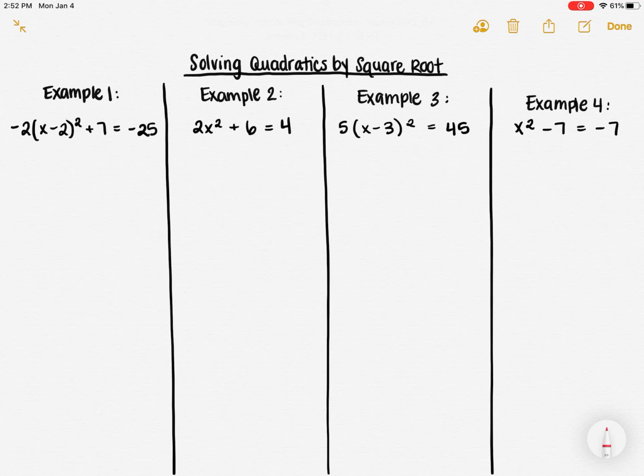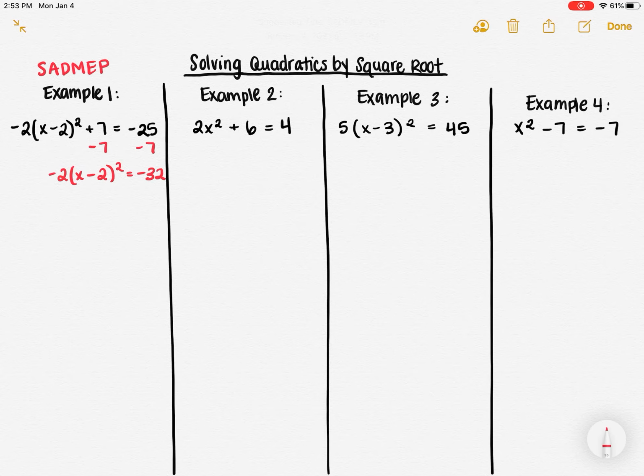So I always say my first step is to get rid of anything outside the parentheses. And I do that using SADMEP, which is the reverse of PEMDAS. So I need to handle any subtraction or addition before I do any multiplying or dividing. So I have -2 multiplying outside of the parentheses, and I have +7 adding outside the parentheses. And since I'm following SADMEP, that means I need to get rid of the +7 first. So to get rid of +7, I'm going to subtract 7 on both sides. That leaves me with -2 times (x - 2) squared equals -32.